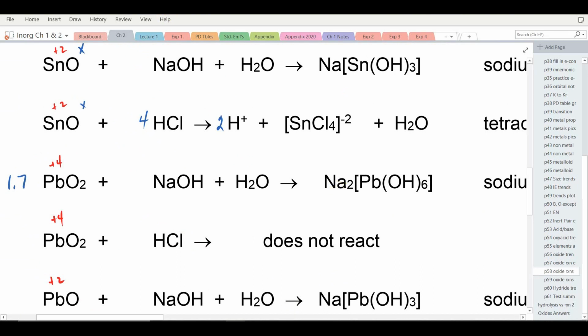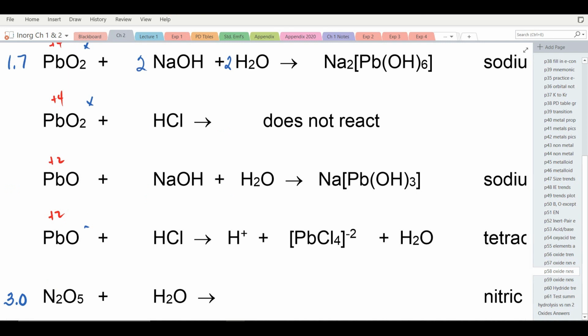2 sodiums on the right, 2 on the left. Hydrogens, I have 6 on the right, 2, and I'll need 4 more, so there's 2. Oxygens, I have 6, there's 2, 4, 6. That looks balanced now, but you're not responsible to learn that. Turns out that lead 4 oxide does not dissolve in HCl, so it's an exception to the rule, so we'll just move on.